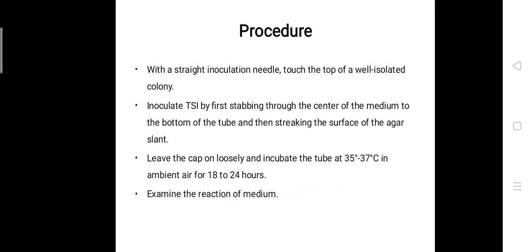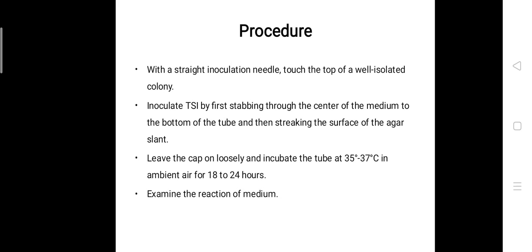Now coming to the procedure, the first thing you have to do is, with a straight inoculation needle, touch the top of a well isolated colony. You can pick up single colonies, depending upon how the colonies are in your plate. Then you have to inoculate the TSI by first stabbing through the center of the medium to the bottom of the tube, and then streak gently on the surface of the agar slant. Remember, it is a stab and streak.